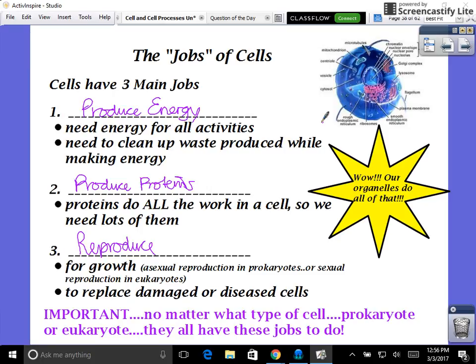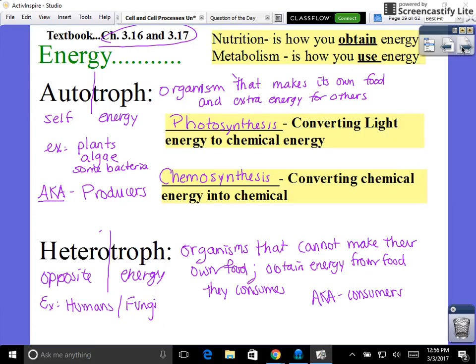If we just think about what the jobs of the cells are, producing energy is one of the cell's main jobs. It needs energy for all of its activities, to clean up waste, to move materials. Another job is to produce proteins. We'll talk about that in Unit 5. And another big job is to reproduce, to grow, and to also replace damaged or diseased cells. So it's important to note that no matter what type of cell, prokaryote or eukaryote, they all have these same jobs.